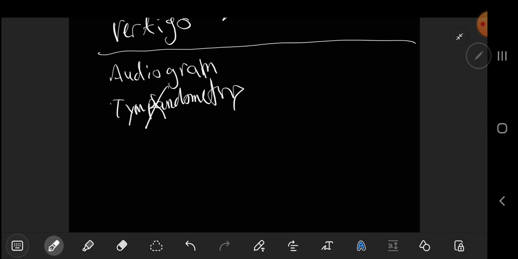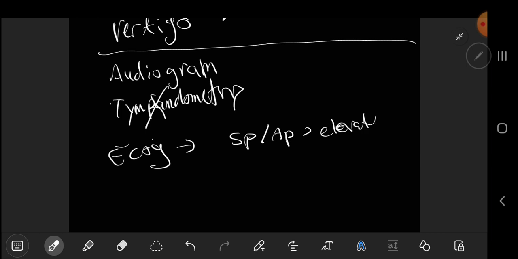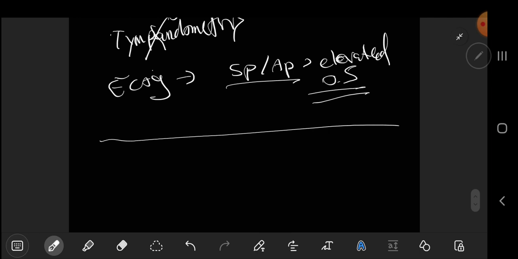Now, the audiogram, as we talked, we can use the electrocochleography, which may show an SP to AP ratio which is elevated, usually more than 0.5. Aside from this, the clinical presentation is the most important. Again, episodic hearing loss, tinnitus, vertigo, and aural fullness with fluctuating hearing loss. This is the most characteristic presentation of Meniere's disease.